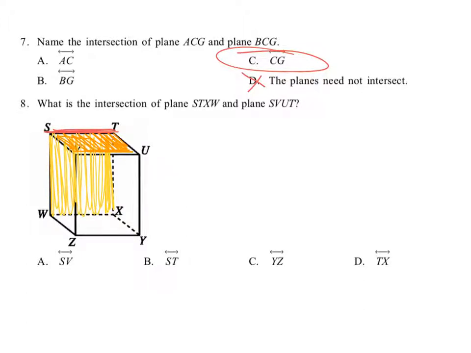We could have told that from the name. They both contain S and T. So if they both contain S and T, then we can call that line ST, that line of intersection. Okay? So we can call that B. We're done.